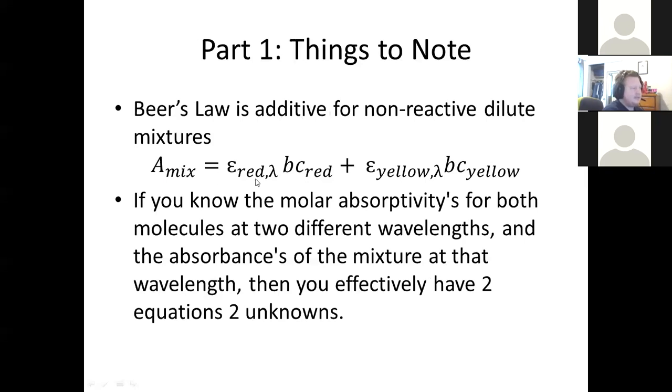You know what a mix is from the calibration curves. You know what E red is for one wavelength and another one. You know what E yellow is for one wavelength and another one. So you should be able to solve a two equation, two unknown system to be able to find these values, right? That's, I would say, the most difficult part of this lab.